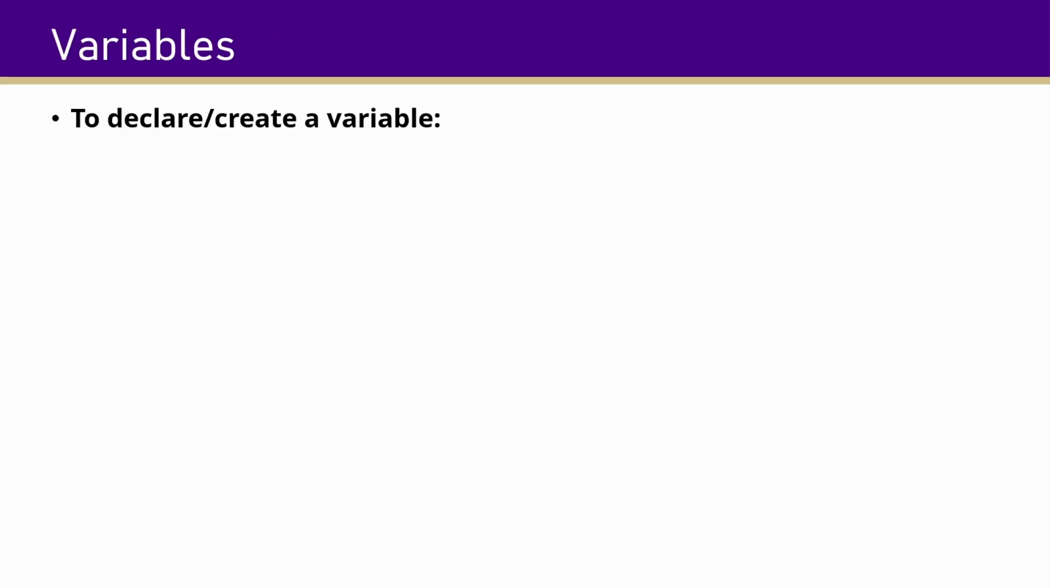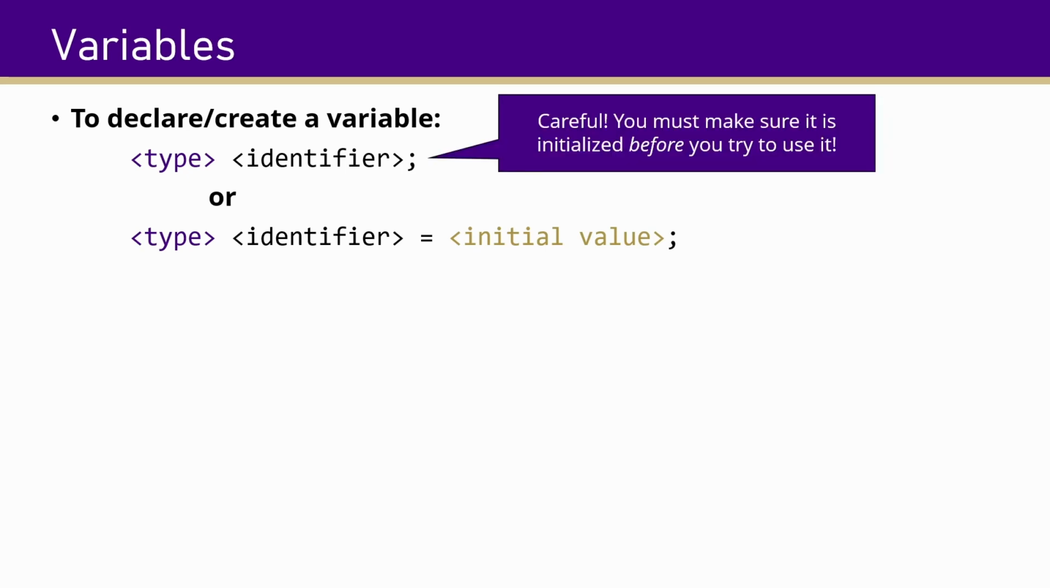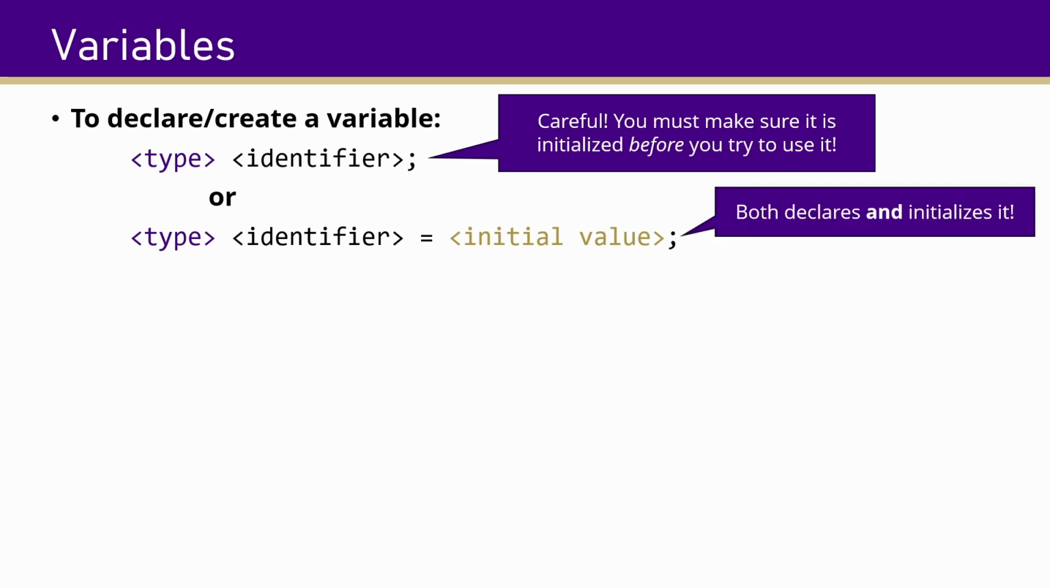Let's talk about variables now. So just as a reminder, to declare or create a variable, you can do one of 2 things. You can declare it without a value, or you can declare it with an initial value. So you've got to be careful if you do it the first way, and you can't actually use the variable until you give it a value later in your code. So I recommend doing it the second way, which makes sure to initialize the variable in addition to declaring it. So here's some examples of doing that. Right?